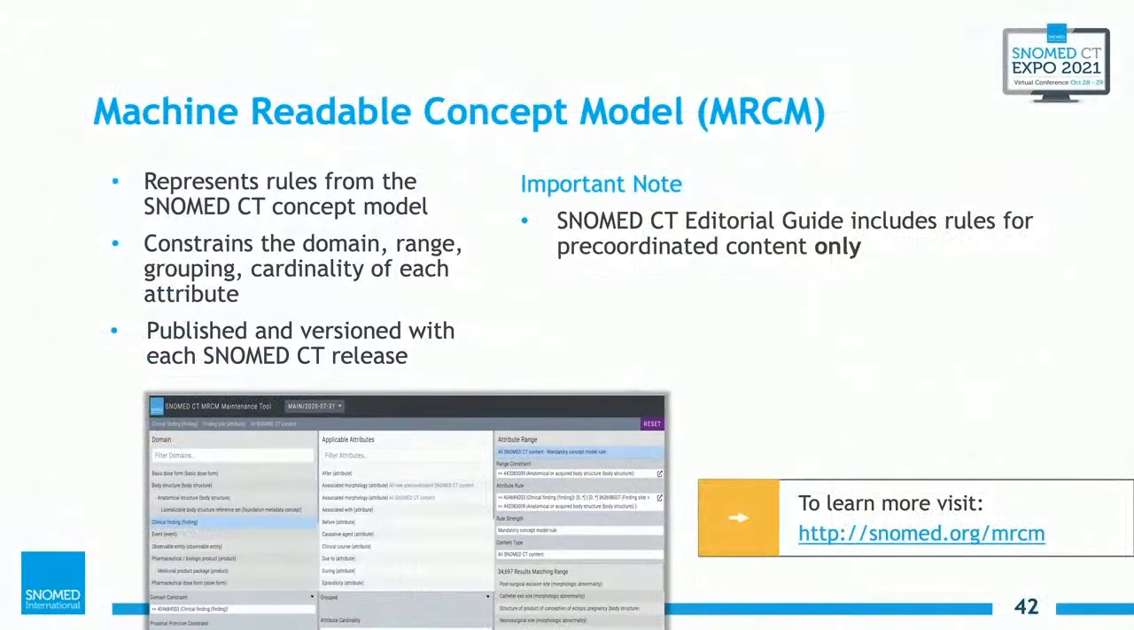If you're querying over both pre- and post-coordinated content, it's worth noting that sometimes post-coordinated expressions can have a broader set of rules. They might have a broader range for a particular attribute and allow more possible values. In that case, it's important to identify those concept model rules that apply to expressions as well. So if we are querying expressions, you can find the full machine-readable concept model through the SNOMED CT browser.